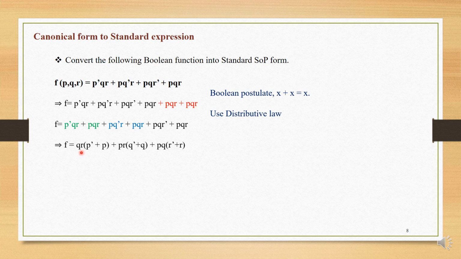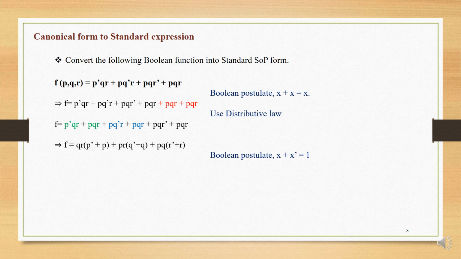where you can take out QR as common and write QR into P bar plus P. Similarly, considering these two product terms, we can take out PR as common and write it as PR into Q bar plus Q. Next, considering the next two product terms, you can take out PQ as common and write it as PQ dot R bar plus R. That is obtained by applying the distributive law.